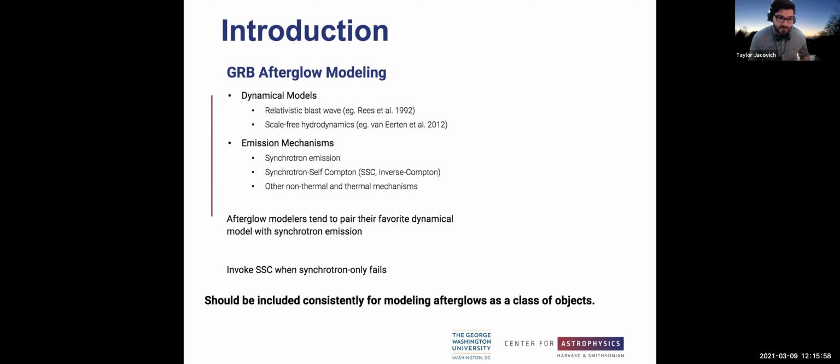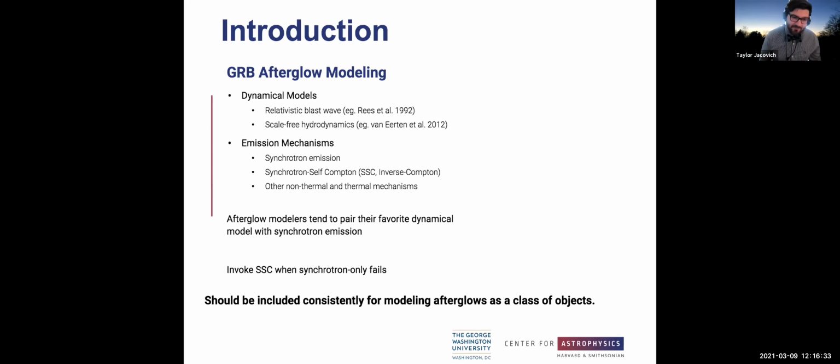From there, you then need to couple some sort of emission mechanism to the jet to actually determine what the afterglow emission looks like. Now, the main one is synchrotron emission, but Synchrotron-Self Compton also plays an important role, and we will talk a lot more about that in the next few slides. And you could argue that there are other non-thermal and thermal components, but these tend to be quite rare and unusual. And so in keeping with the theme of wanting a parameter space that will cover a lot of afterglows reasonably well, we don't really consider them here.